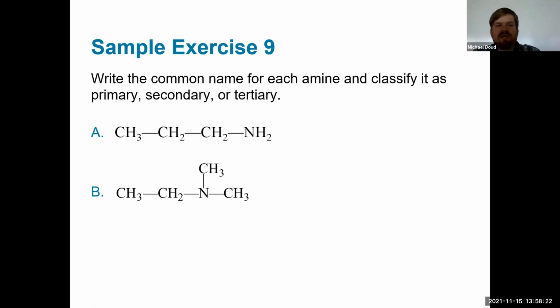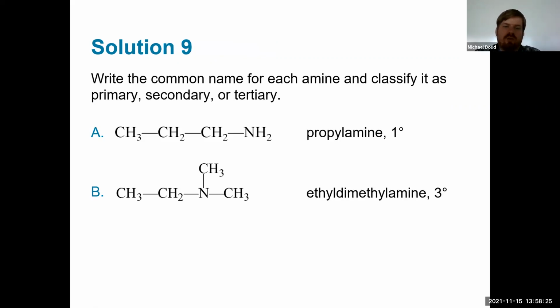Okay, let's take a look here. So A, we have a nitrogen here, and it's bonded to 1 carbon and 2 hydrogens. That's a primary amine. When we look at that carbon group, we've got 1, 2, 3 carbons in a row, that's a propyl group. So we would call this propylamine, and it's a primary amine. Next up, this amine here, we have a nitrogen that's bonded to 3 different carbons, so that's a tertiary amine. And when we look at the substituents, we see we have 2 methyl groups and an ethyl group. E comes before M in the alphabet, so we're going to name it ethyl dimethylamine.